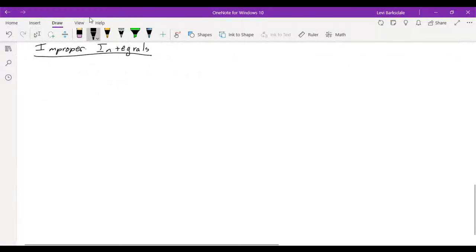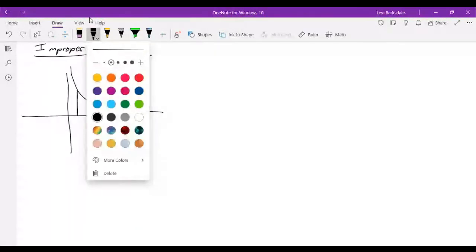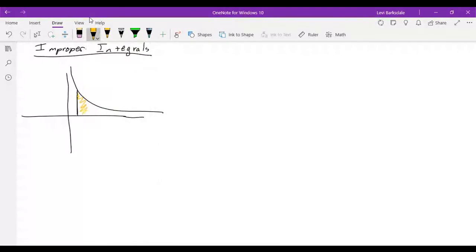So, some integrals have weird parts, things that maybe we don't know how to deal with when we're integrating. For example, if I wanted to find, I'll just sketch a graph. Let's say we just took the graph of something like this. I wanted to find the area from here to the right. So everything in this region right here.